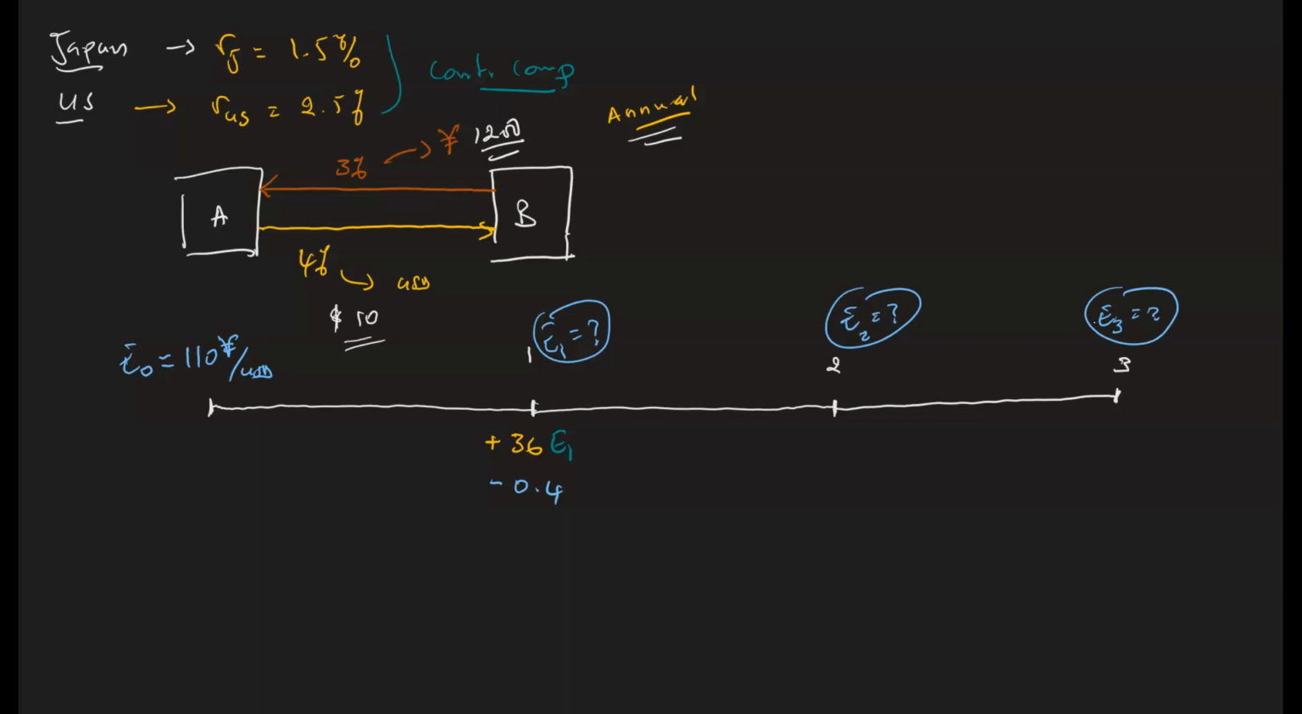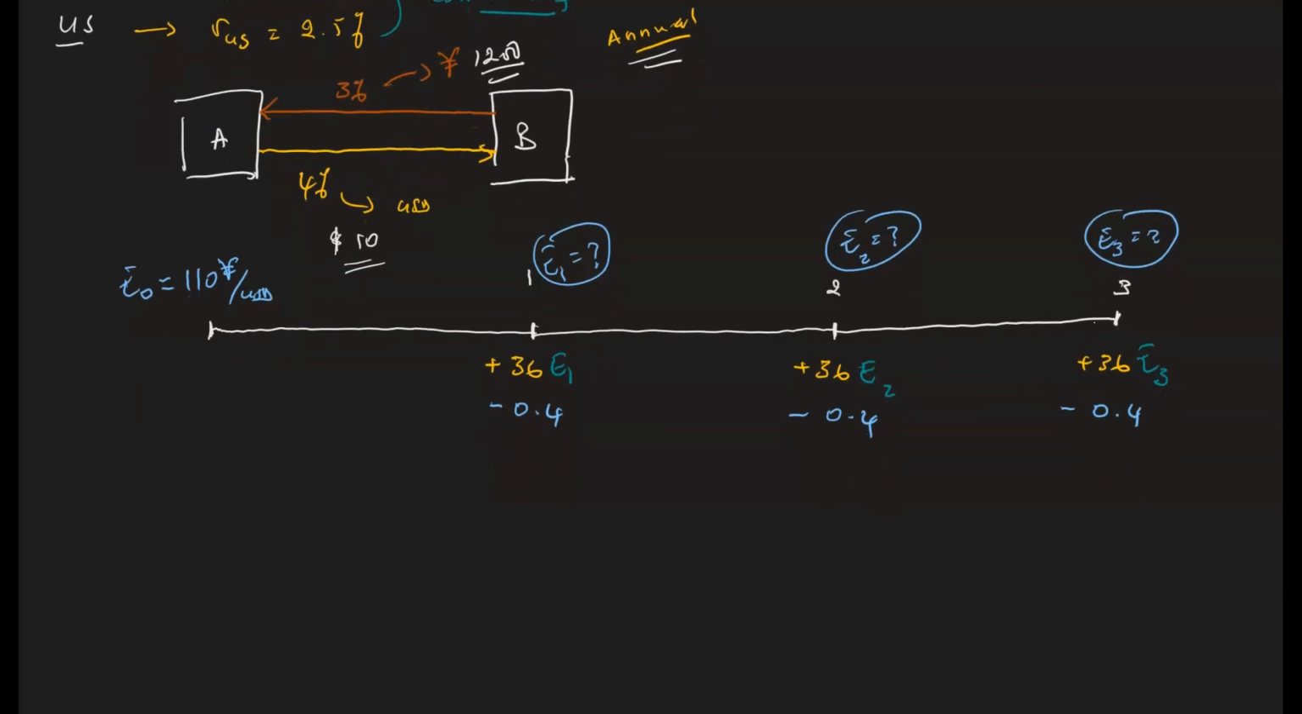Now, remember, it's a fix for fix, so this cash flow is not going to change, right? And so we're still going to get 36 here. We're still going to get 36 here. And each one of these is going to be converted in US dollar by multiplying by the exchange rate. And in exchange for that, we are still going to be paying the same 4% out of 10 million. So 0.4, 0.4. The question that we really need to answer is, what are those exchange rates going to be?